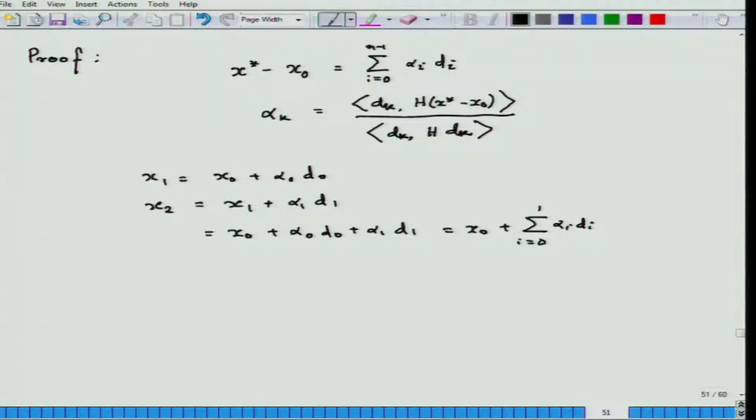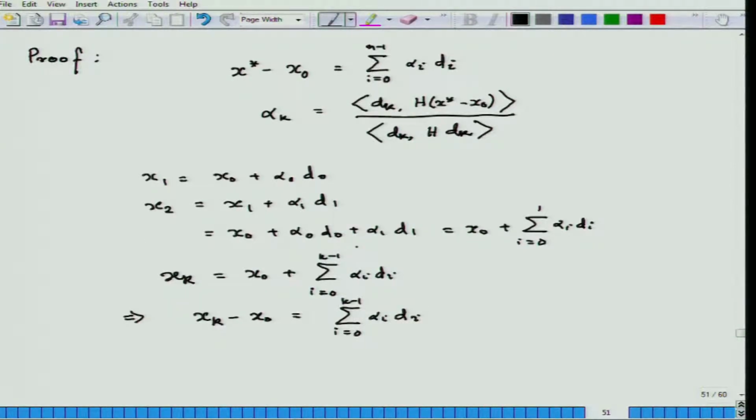So, basically the iteration x k can be written as x naught plus summation i equal to 0 to k minus 1 alpha i d i. So, this would immediately imply x k minus x naught is summation i equal to 0 to k minus 1 alpha i d i. So, this is the way things are calculated. The iterations are also very similar. We will discuss more about this iteration in a short while after we finish what we were discussing.